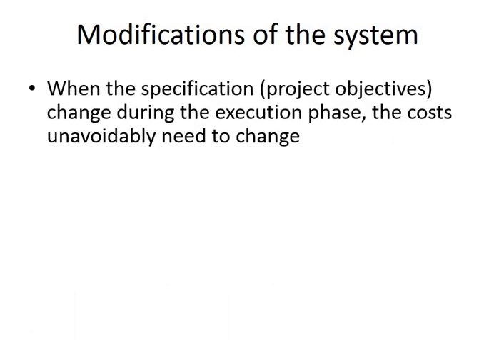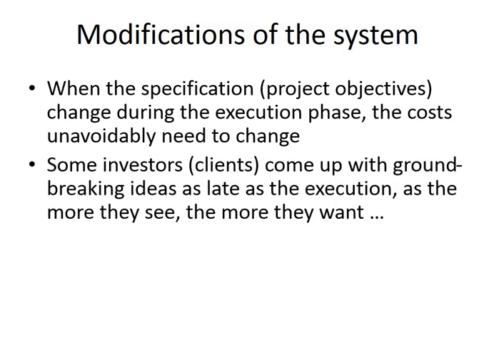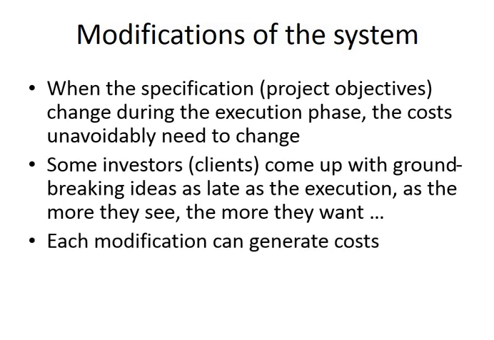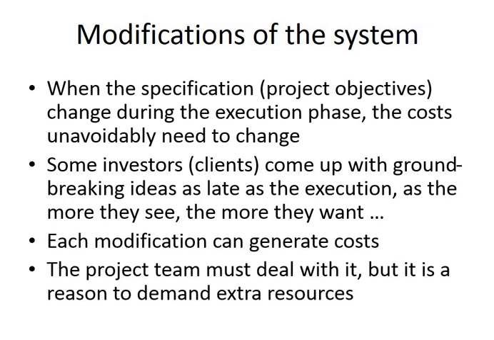The next cause is the modification of the system. It sounds maybe artificial, but we can imagine the situation when the investor can see the final results, or the project is approaching its final, and the investor says that, well, we want something more. Okay, so during the execution phase, the objectives somehow grow. So the investors, clients, they want more from the product. So this way the costs must grow, which is obvious.